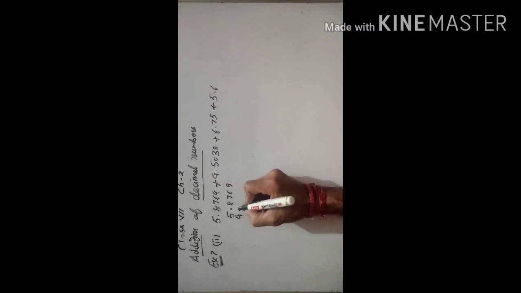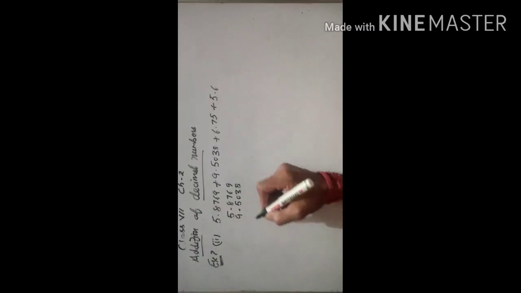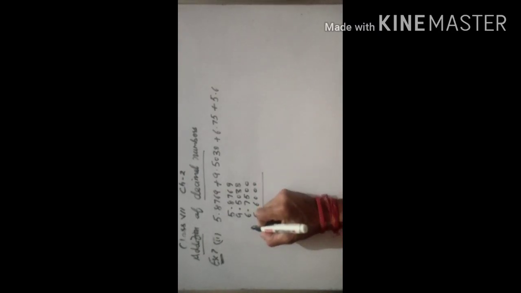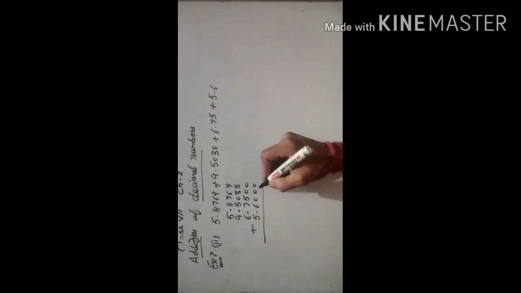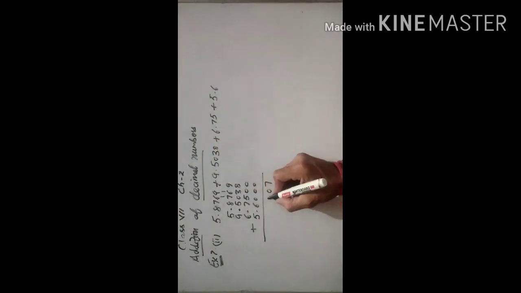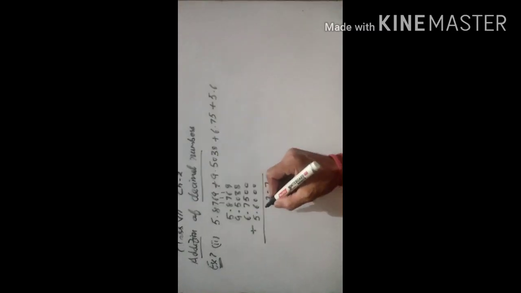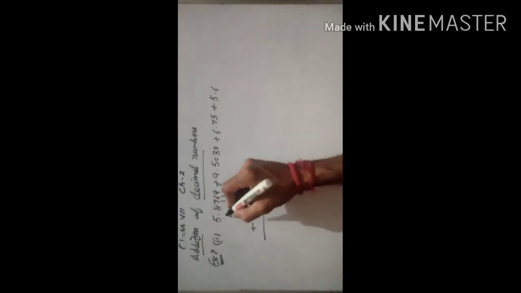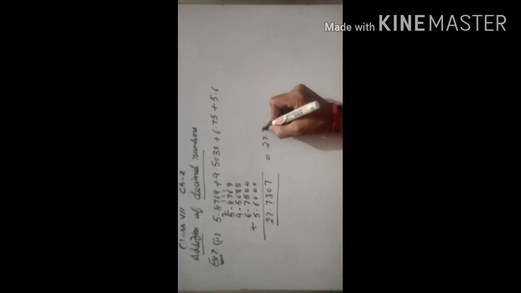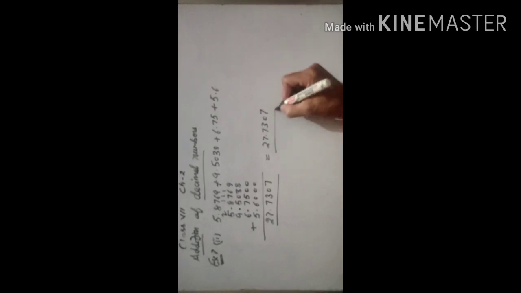Now 5.8769, 9.5038, now 6.75, make it like terms by putting 0, and 5.600, and add. Now 9 plus 8, 17, 1, 6 plus 3, 9 plus 1, 10, 1, 12 plus 1, 13, 1, 27, 2, 7 plus 9, 16, 27. So the answer is 27.7307.